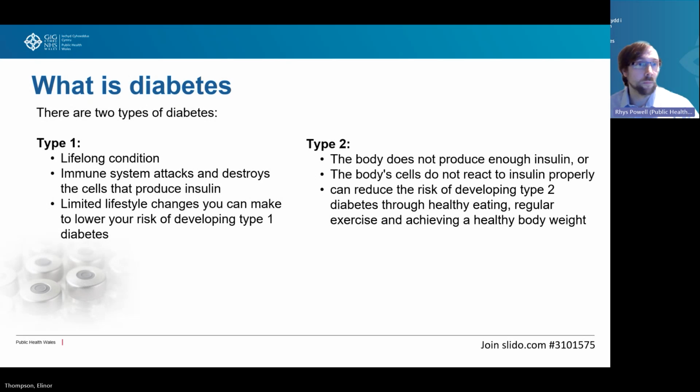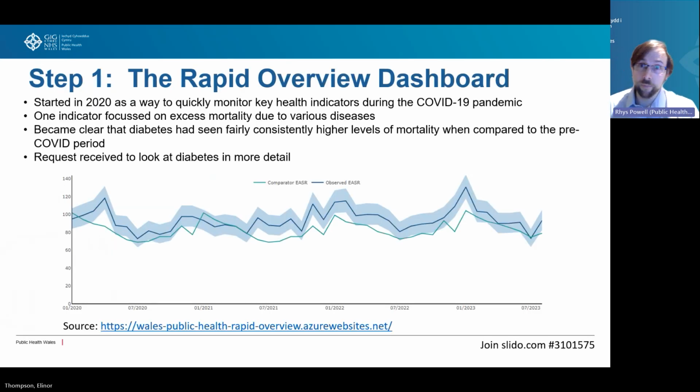So this project actually started off as something else, the Rapid Overview Dashboard. This was started in 2020 as a way to monitor some key health indicators during the COVID-19 pandemic. One of those indicators focused on excess mortality due to various diseases, and it became clear that diabetes had seen fairly consistently higher levels of mortality when compared to the pre-COVID period. So we had a request from our board to look at this in a bit more detail.